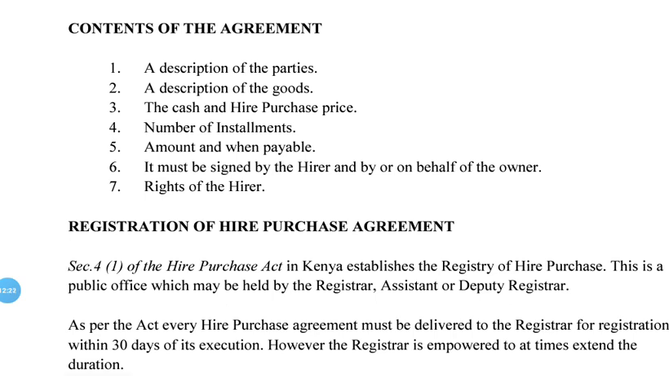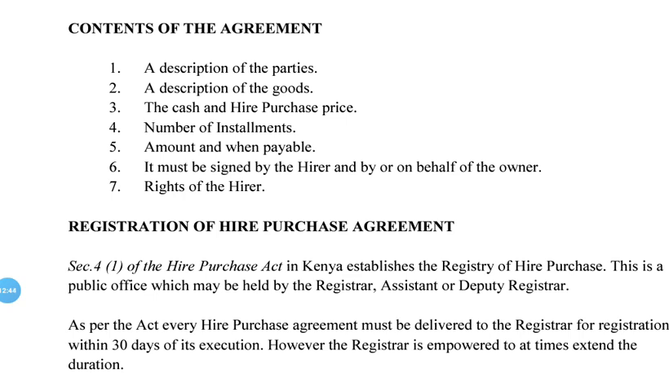So the first content is that there must be a description of the parties. So remember, we have two parties. The first party is the seller and the second party is the buyer. So we have the description of the parties. The buyer and the seller, their names must be given.